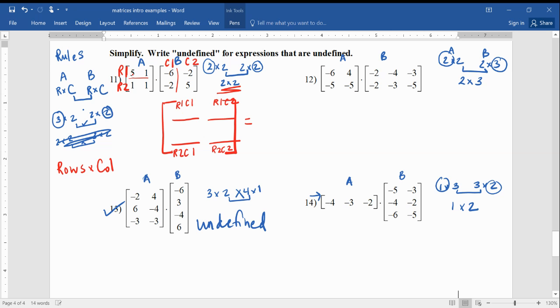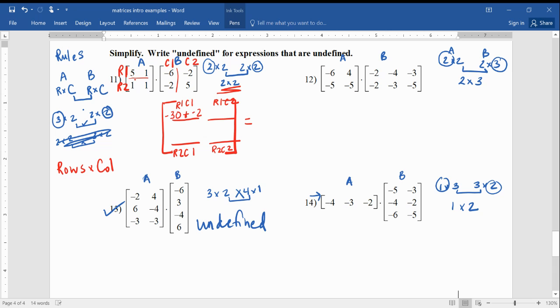So here we go. You do 5 times negative 6. That's negative 30. We're going to add to that the product of the next element in that row and the next element in that column. So we did 5 times negative 6. Now we're going to do 1 times negative 2, and that is negative 2. So all of row 1 got multiplied by all of column 1, one element at a time.